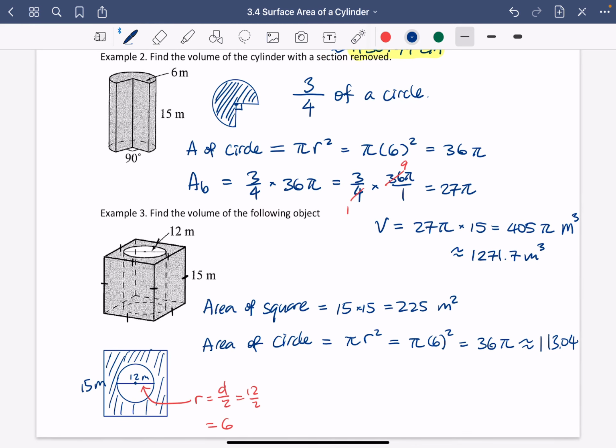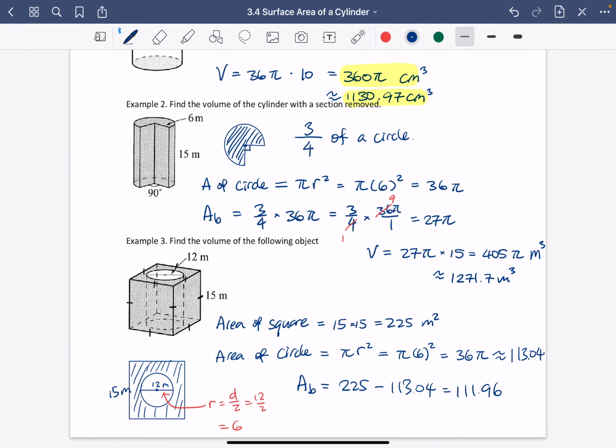So now, we know the area of the square, we know the area of the circle, and area of the base is just going to be area of the square minus the circle. So it's 225 minus 113.04, and that is equal to 111.96. Okay, so that's my area of the base.